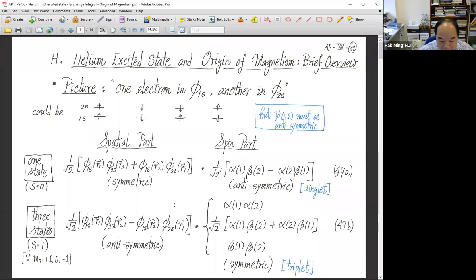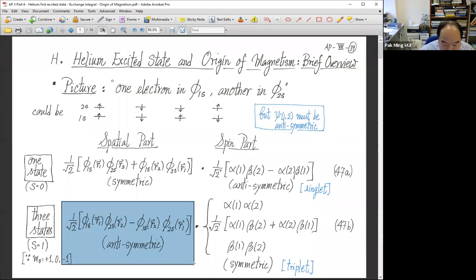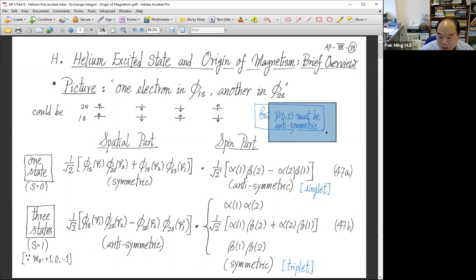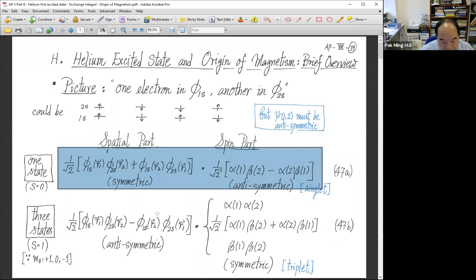But in this case, we have more options. The space part can be anti-symmetric because I have a minus sign in the middle, because the states are different. Okay, this is a determinant. All right, now that can go with the spin triplet because this spin part is symmetric. Both will have the total wave function be antisymmetric. Conclusion on this page, we have four different ways to write down possible excited states. Okay, so one and another three.